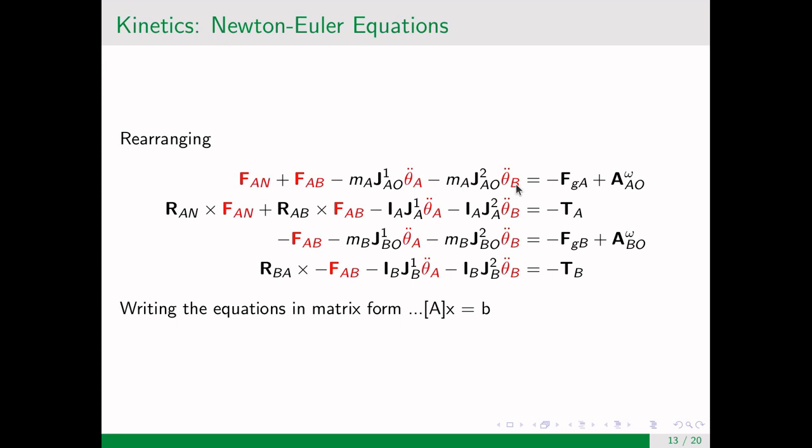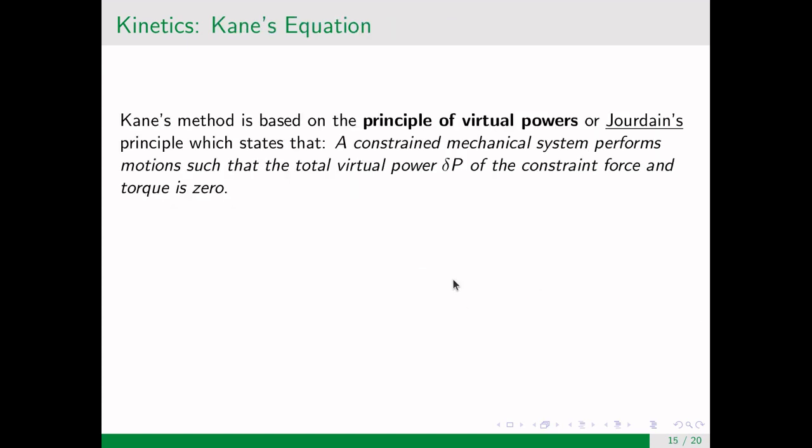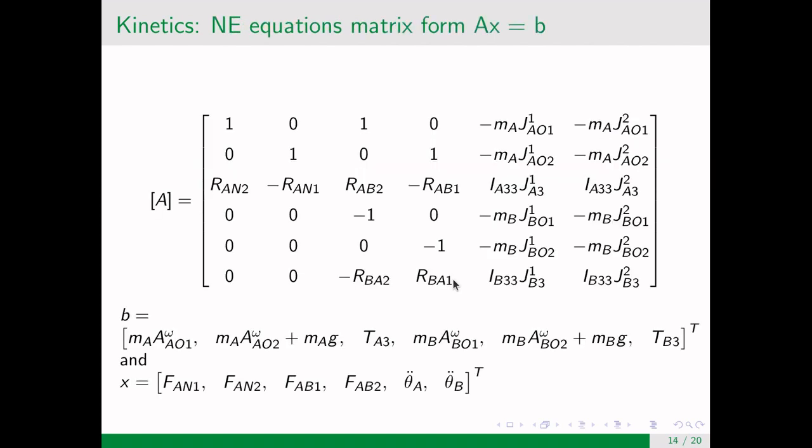So you can write this in matrix form. Once we do that, we have AX equal to B form, where A is given over here and B is given there, and X, which is a vector of unknowns, is also given on the slide. So you simply do the matrix inversion, and we can solve for all the reaction forces and theta A double dot and theta B double dot. This is if we follow the Newton-Euler equations.